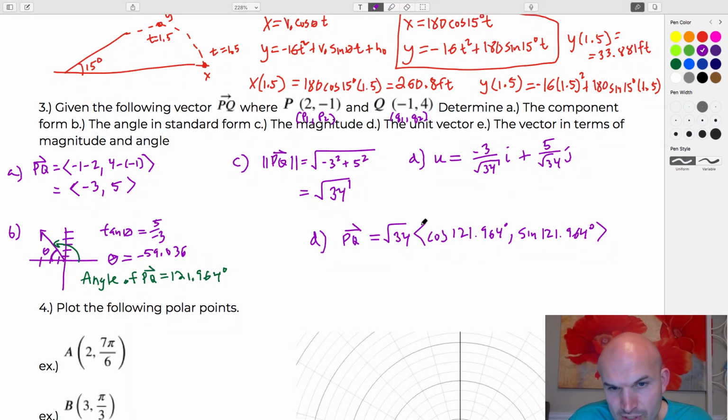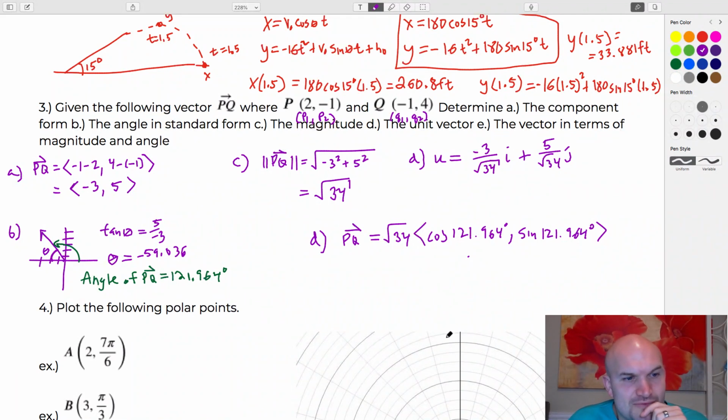However, what do you think the square root of 34 times the cosine of 121.964 is going to be very, very close to? Negative 3. Let's just have a little fun and do that. Square root of 34 times the cosine of 121.964, and I get negative 3.086. So I'm pretty good. Obviously, there are going to be some rounding errors, but you can see that's pretty close. And if I did square root of 34 times the sine of that, you'd see it get close to 5.